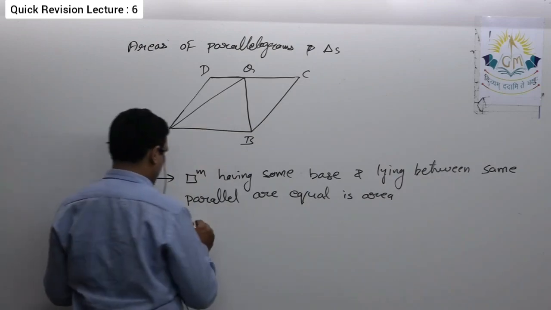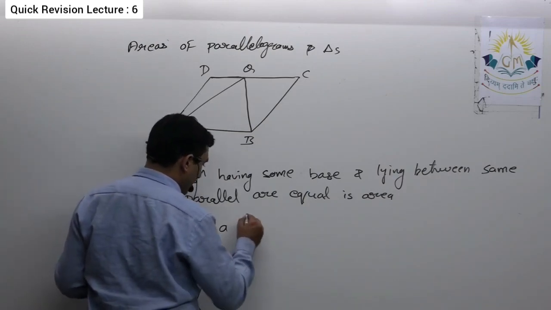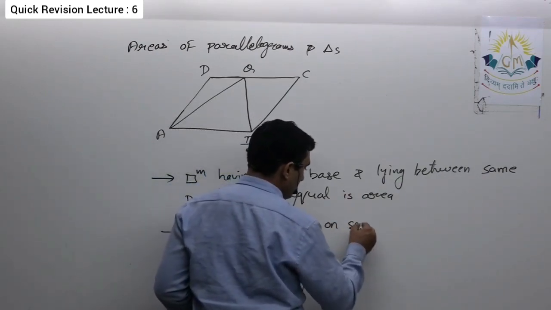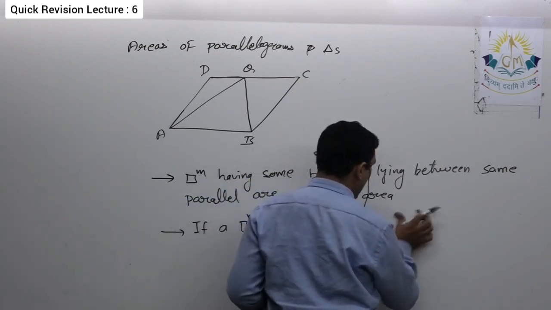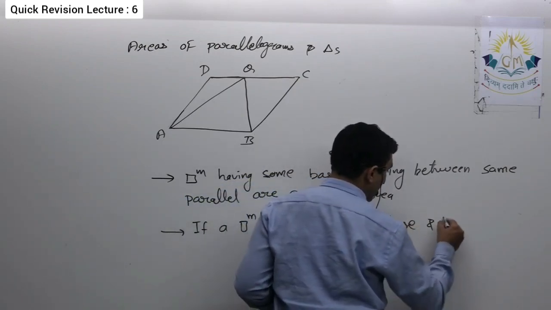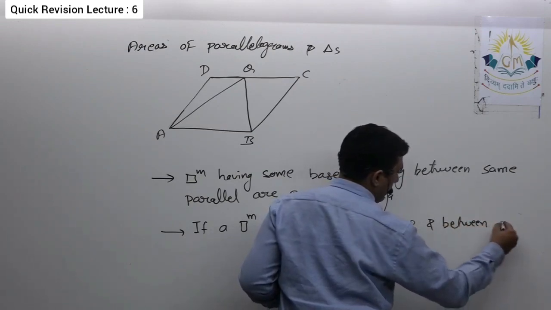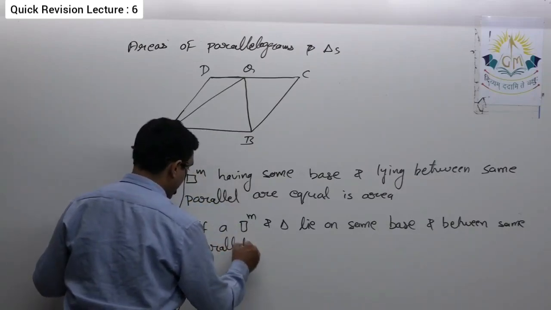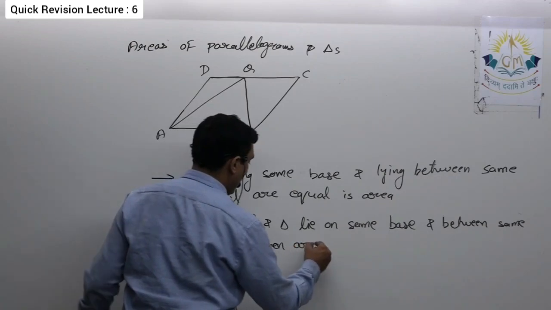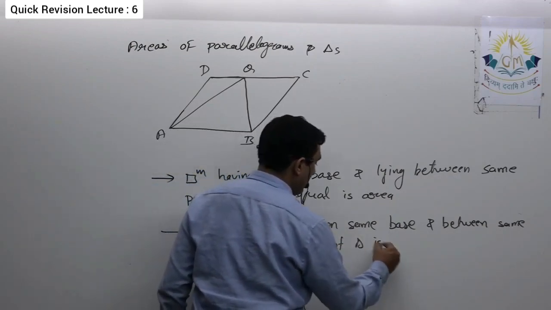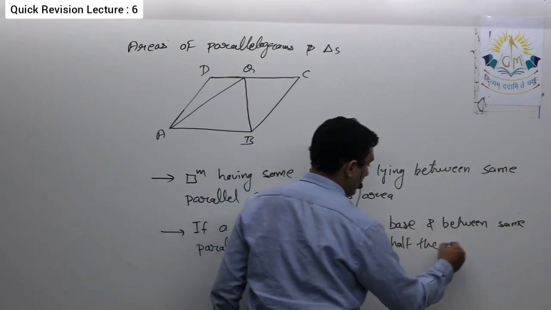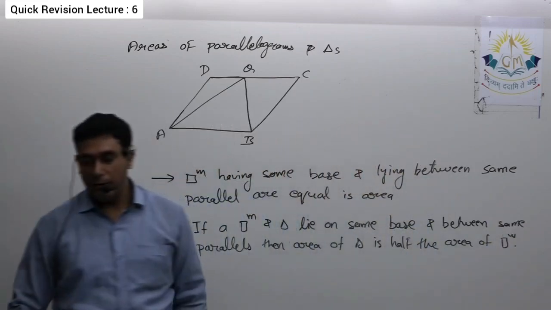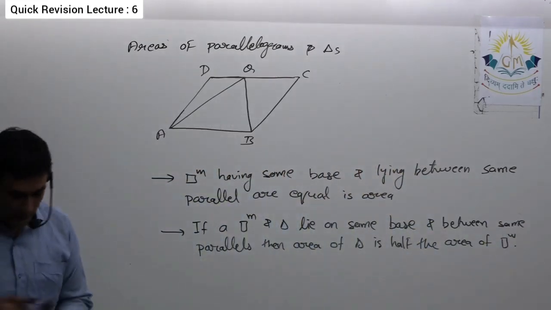area of the parallelogram. If a parallelogram and a triangle lie on the same base and between the same parallels, then the area of the triangle is half the area of the parallelogram. Okay, so these are the basic two theorems in this chapter.